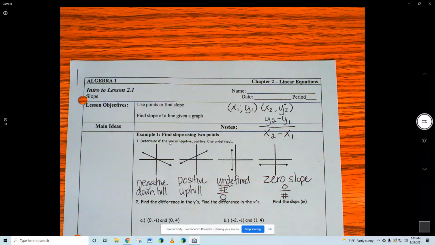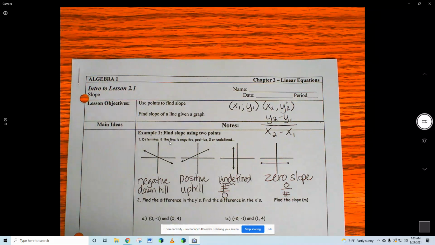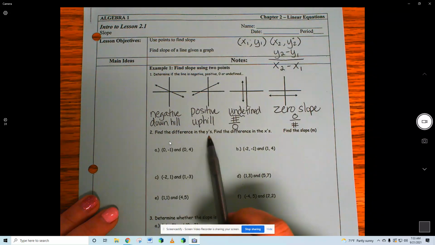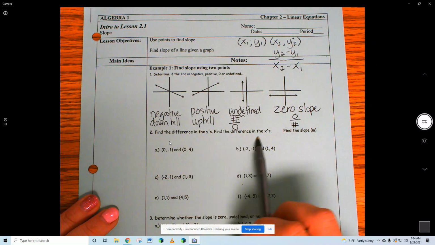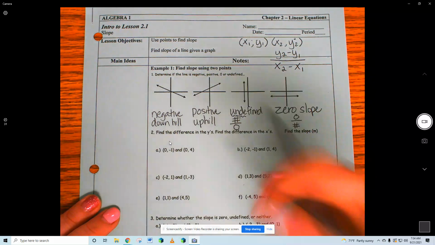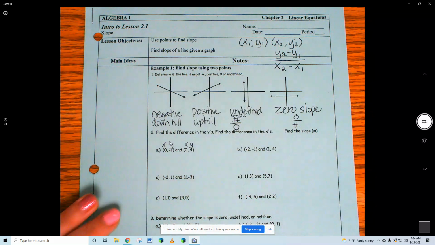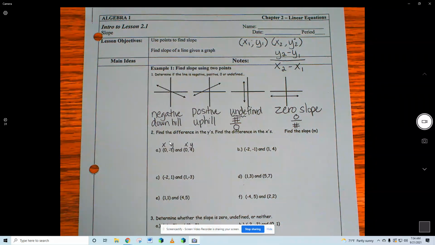But again, if you flipped the ordering, that's fine. Just remember the y's go on top. The x's subtract on bottom. So here's my formula. Now, we can label every single ordered pair. Find the difference in the y's. That's the numerator. Find the difference in the x's. That's the denominator. x, y, x, y. So let's stick with our formula and watch out for subtraction.